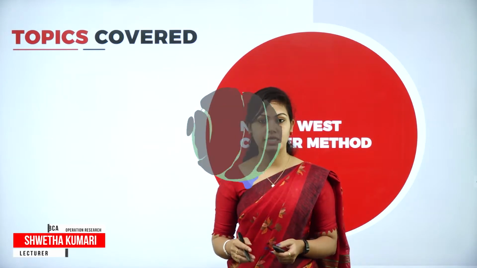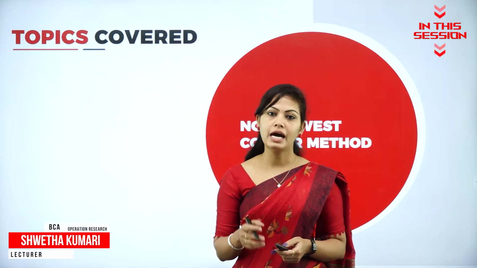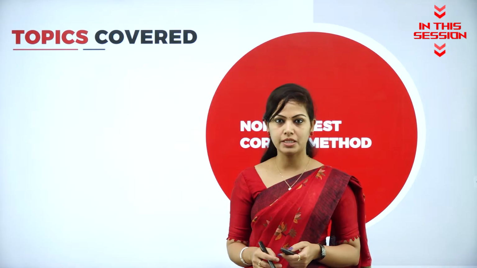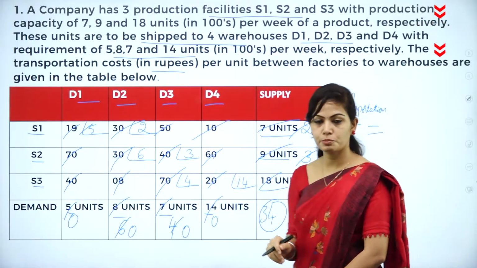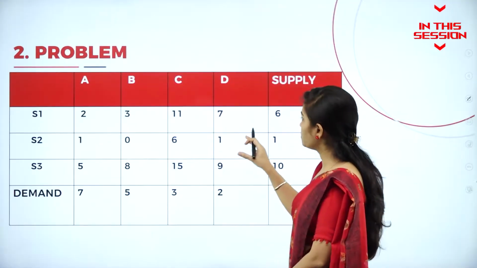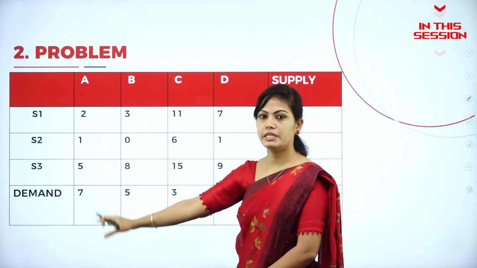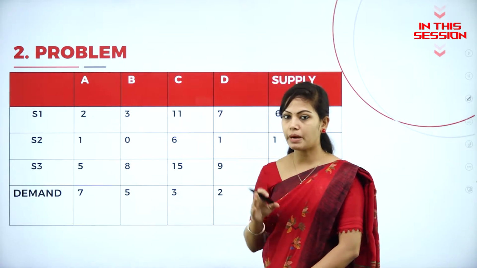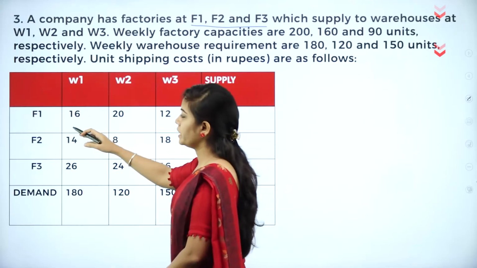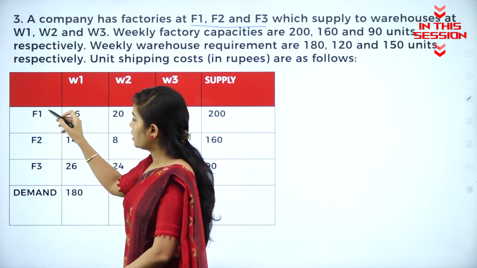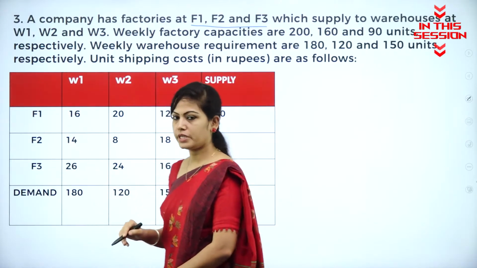Two types, that is balanced transportation and unbalanced transportation method. How to find the minimum transportation cost? You just observe this supply and demand first, whether it is balanced or not. Company has factories at F1, F2, F3.